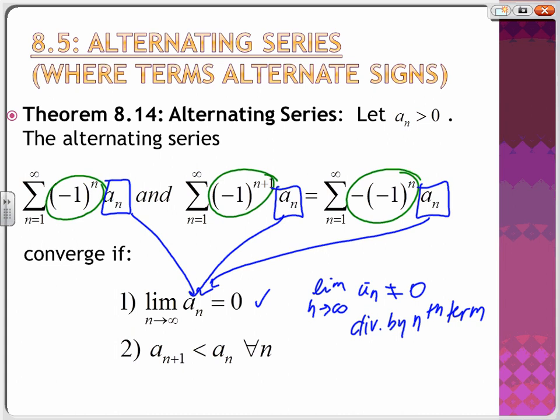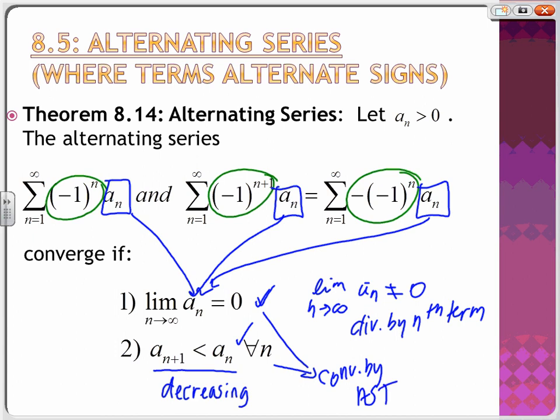So after you get this limit to equal 0, the next thing you have to show is that the next term is smaller than the previous term. Always decreasing. So you want to see if you are decreasing. And you can show it by plugging in that n plus 1, or you could show it by taking the derivative, depending on the situation. All right, so if you have these two things that work, you can say it converges by the alternating series test. No, you cannot put AST on the quiz or test.